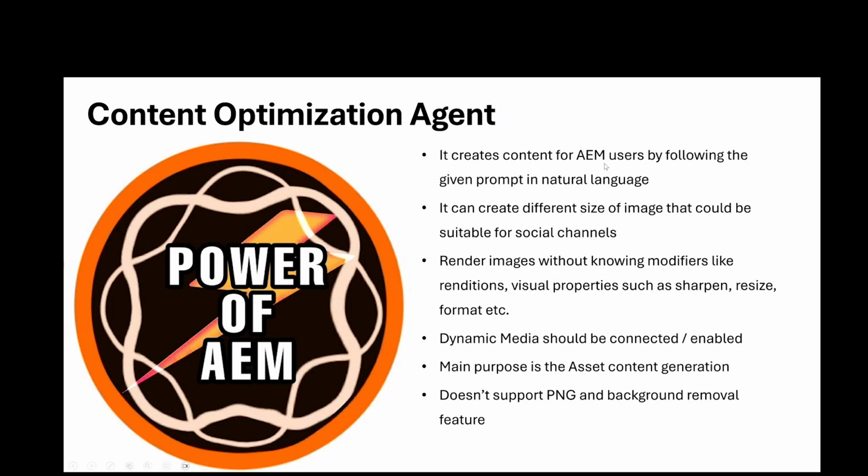As this is an agent, it accepts natural language as input, and in the input itself you can decide which size of image you would like to serve, and which platform you want to use to deliver the asset. Based on that, you will get the right size of asset. Apart from that, you can also include different modifiers which help us improve the assets. It could be resizing, a different format, sharpening the assets, or any visual property.